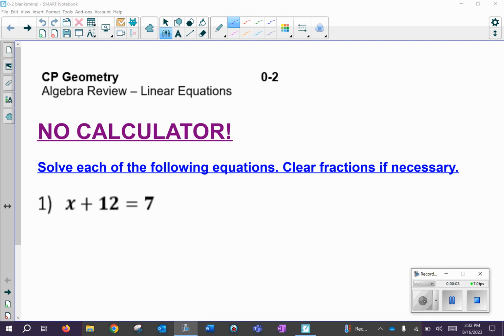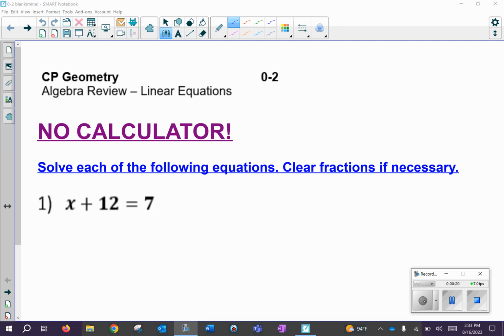All right, so for worksheet 02, again, remember this is going along with our summer packet. So this is number 1 from the summer packet. Remember, again, this is no calculator. And a big battle, guys, in mathematics is making sure you understand the directions.